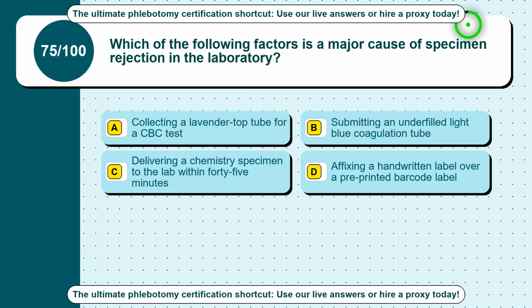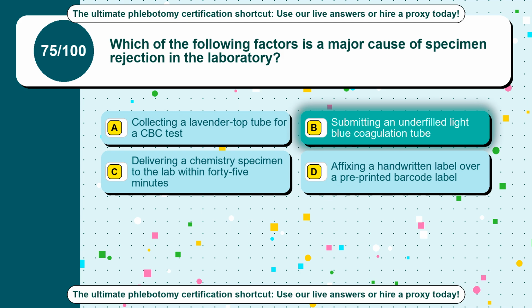Question 75. Which of the following factors is a major cause of specimen rejection in the laboratory? Option A, collecting a lavender top tube for a CBC test. Option B, submitting an underfilled light blue coagulation tube. Option C, delivering a chemistry specimen to the lab within 4 to 5 minutes. Option D, affixing a handwritten label over a pre-printed barcode label.